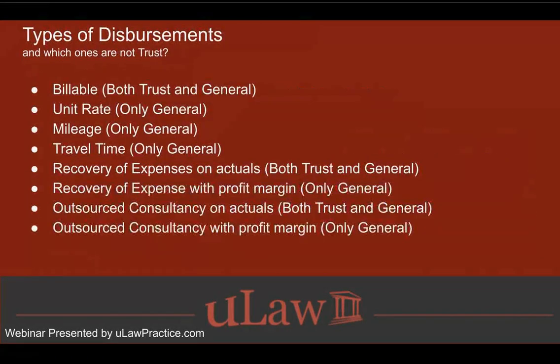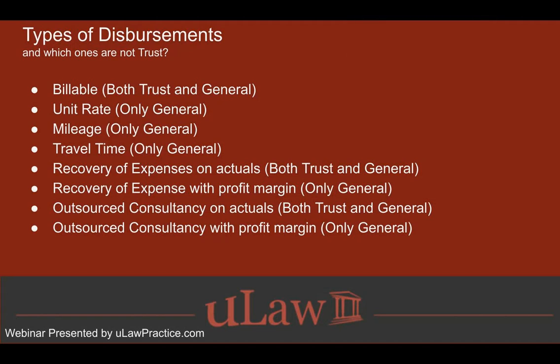So we are going to see in the next couple of slides what the types of disbursements are that you could do from trust and general. Actually, we could quickly see that right now, and we will review it again later. So when can you use trust? Straightforward. When you're not marking up, and when you're using it for filing fee, code fee, etc., billables and consultancies only on actuals, they are trust.